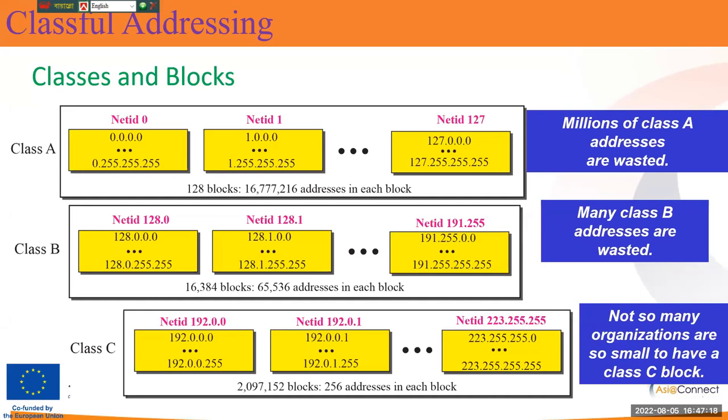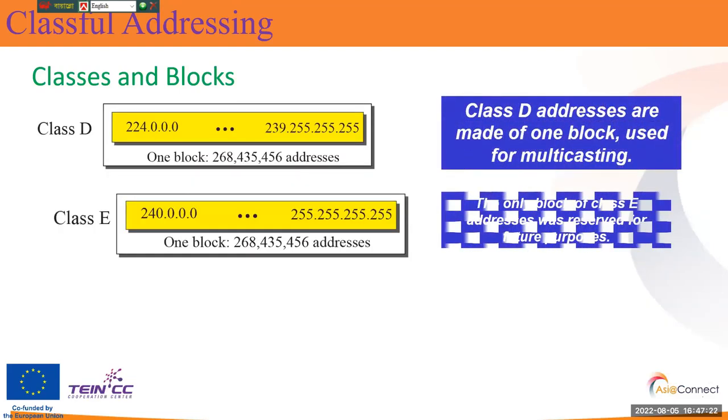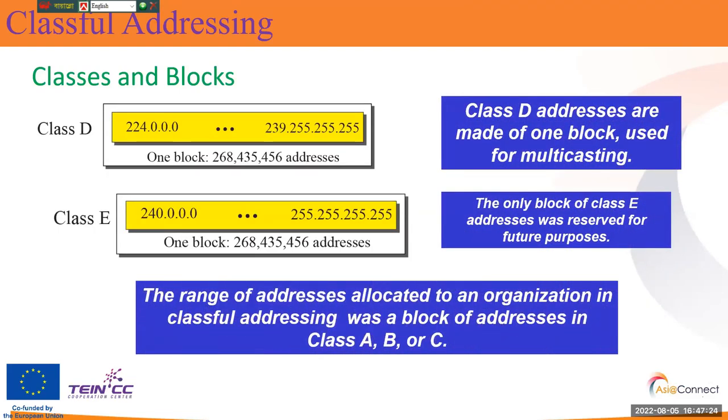Okay, so now going to classful addressing, the defined kinds of labeling. This is basically the range of addresses allocated to an organization. In classful addressing it was a block of addresses in class A, class B, or class C.